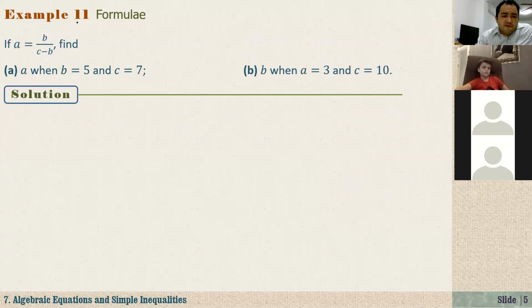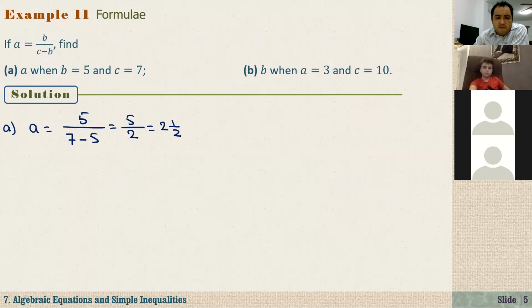Another example: if A equals B over (C minus B), find A when B equals 5 and C equals 7. So directly we can calculate this. A is equal to, draw a fraction line. What is the value of B? It's given here, that is 5. And denominator C, that is 7, minus B, which is 5. Now, after we substitute the values, we can just simplify. We know how to perform arithmetic operations on numbers, right? So here we have 5 over (7 minus 5), which is 5 over 2, or that's equal to 2.5.